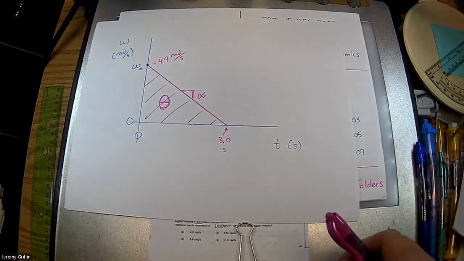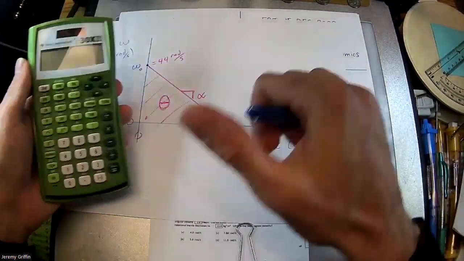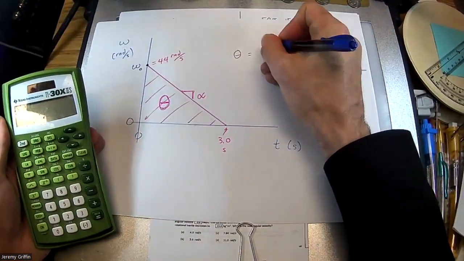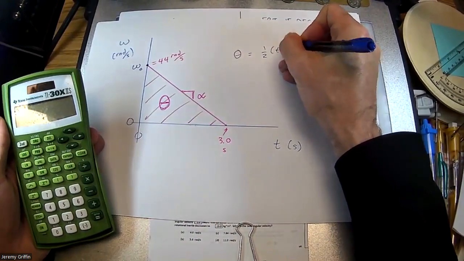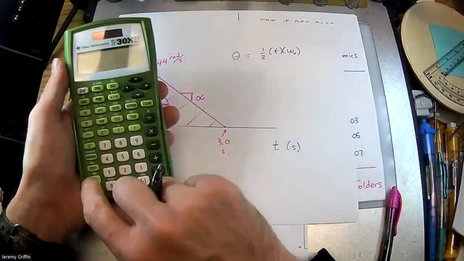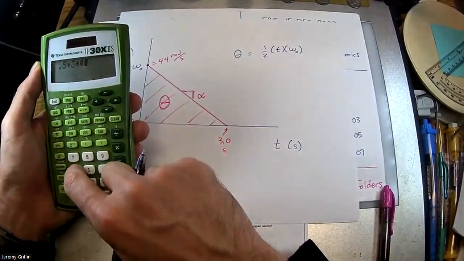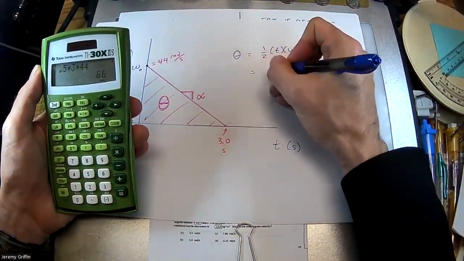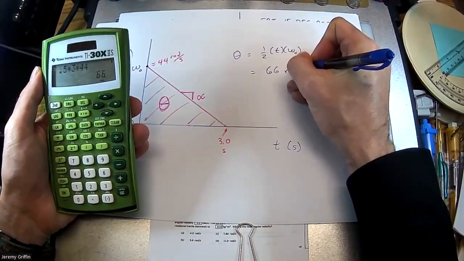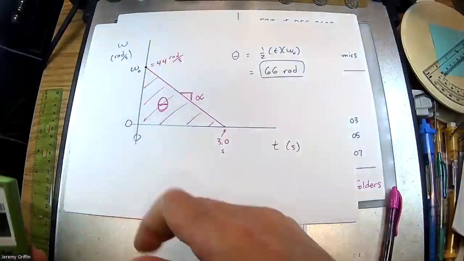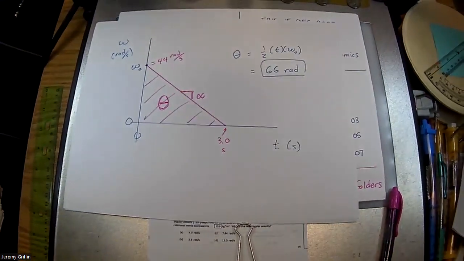So would it just be 1/2 base times height? Is theta, from this point of view, 1/2 base times height. Put all the numbers in. The base is 3 seconds. The height is 44 rad per second. I'm looking at 66 radians. 66 radians. That's how far it turns. You guys got that?